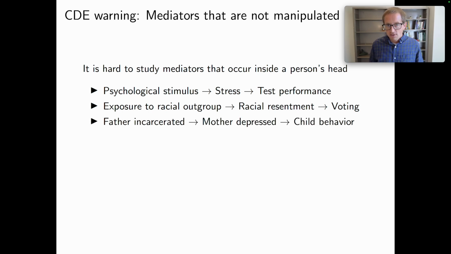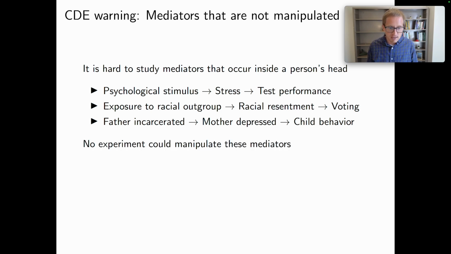You might do a sociology study where you look at the effect of a father being incarcerated on child behavior, and you ask the degree to which that effect is mediated through mother's depression. In all of these cases, no experiment could manipulate these mediators. Mediation is a question that involves the effect of the treatment in a world where the mediator is hypothetically set by an intervention to a particular value. The questions above require us to think about setting stress to a particular value, racial resentment to a particular value, and mother's depression to a particular value.